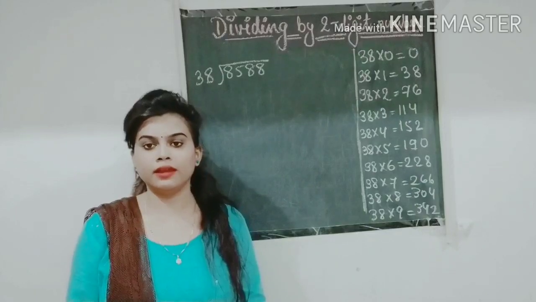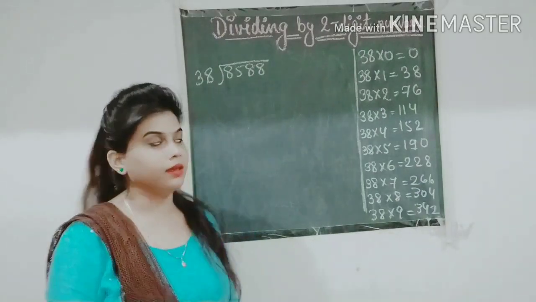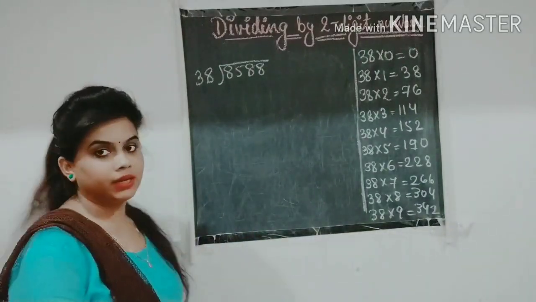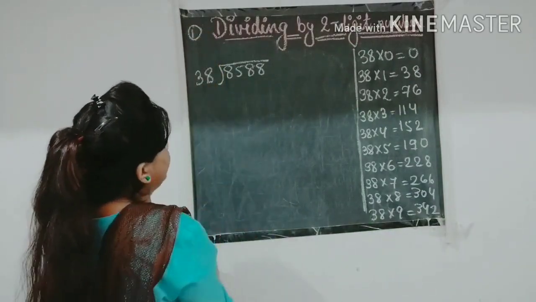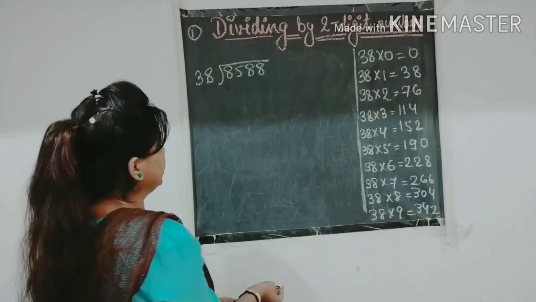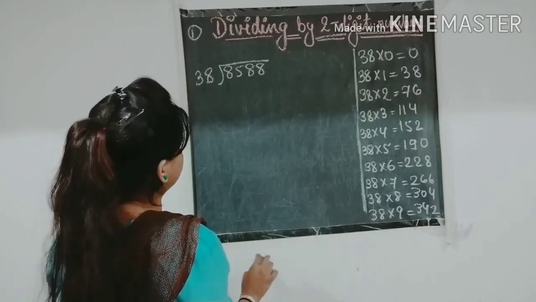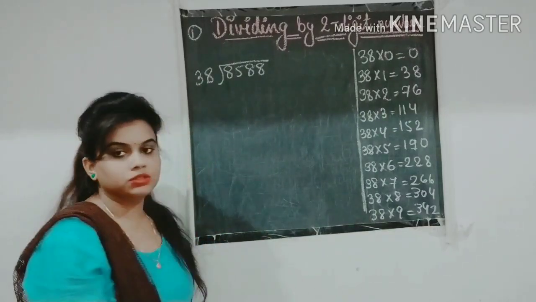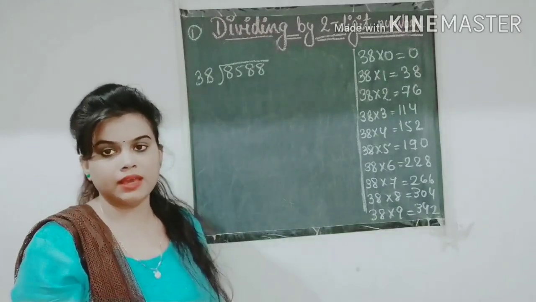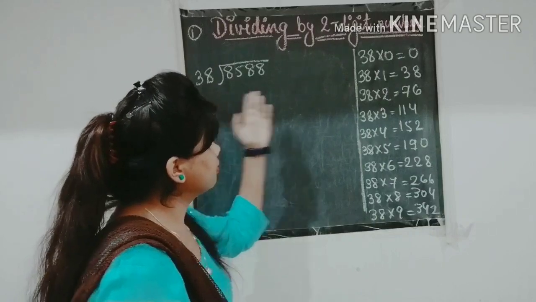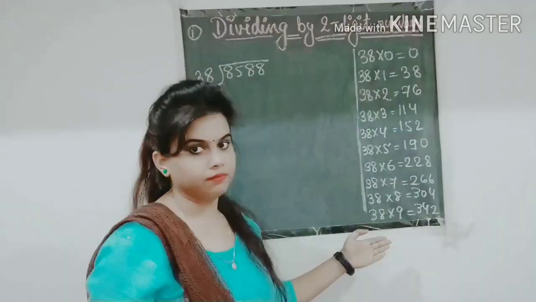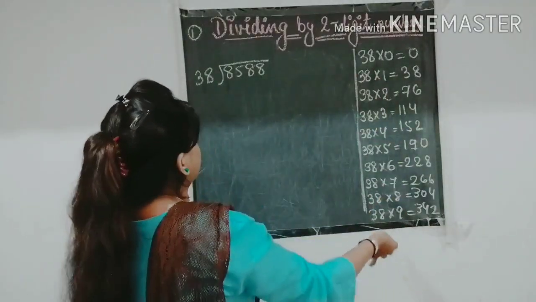Okay, now see dividing by 2-digit numbers. Okay, this is in page number 129 of your textbook. This is your question number 1. 8,588 divided by 38. Okay, so the steps will be same as we are doing. First of all, write the table of 38. Okay, here is the table of 38.